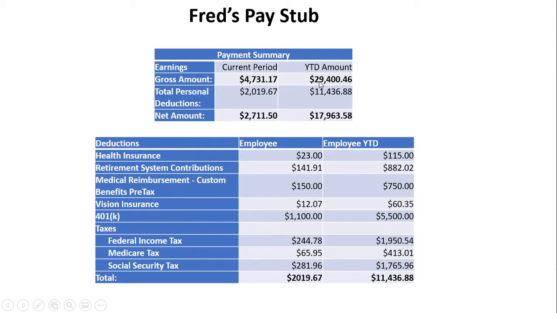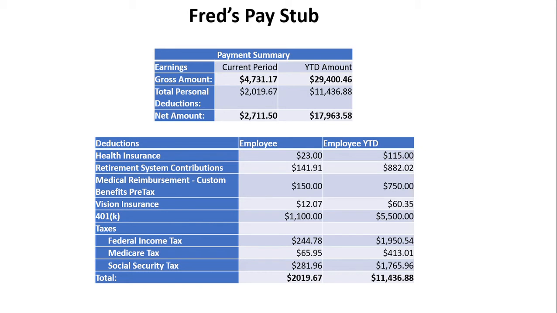Okay, so in this period, Fred earned $4,731.17. And so that gives us a year to date. If we added all the other time periods up till this, then he would have earned $29,400.46. Okay, but Fred's not going to get $4,731.17. So there are some deductions taken out.